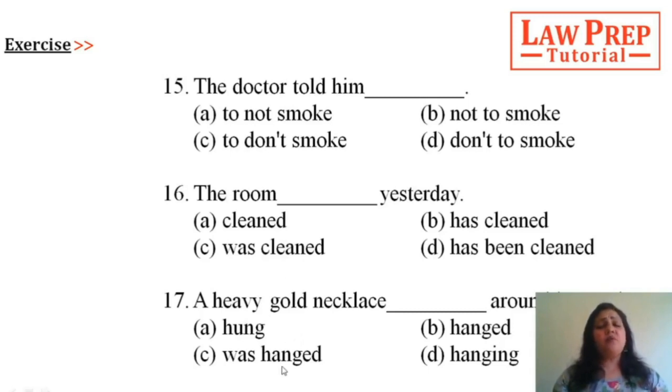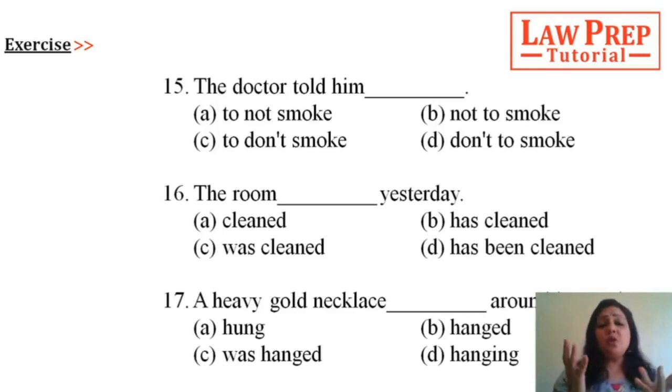Next question. A heavy gold necklace dash around her neck. Now, was hanged is a passive voice. Was hanged by someone? No. Necklace was just hanging. Like a good necklace was hanging was right. We don't have an option of was hanging. Hanged and hung. See, the word hang has two V2 forms, hung and hanged.